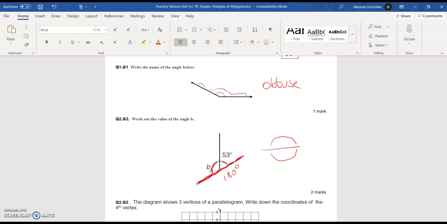So to work this out, all we do is 180 take away 53. So 10 take away 3 is 7. So this is now 7 as well because we borrowed 1 from it. 7 take away 5 is 2, 127 degrees. So B is equal to 127 degrees.